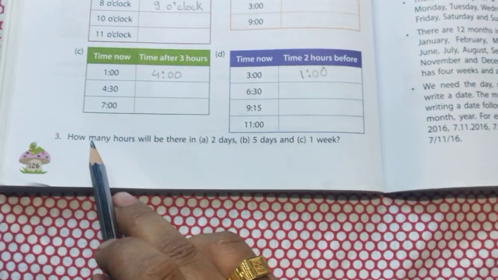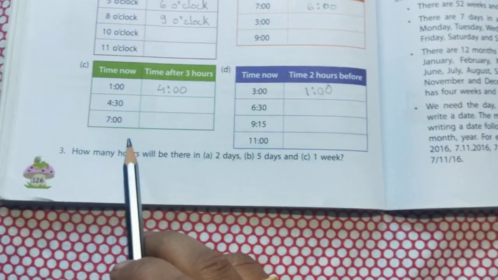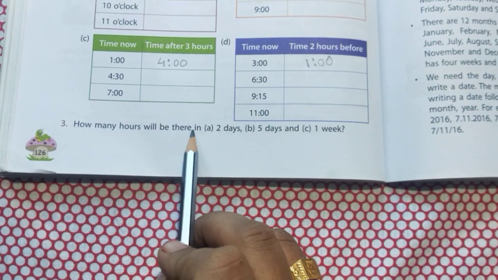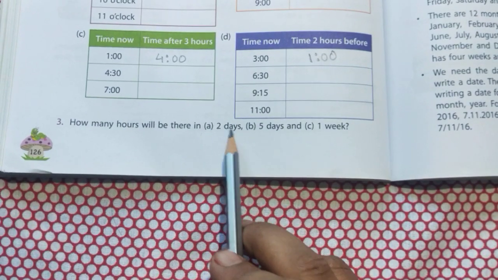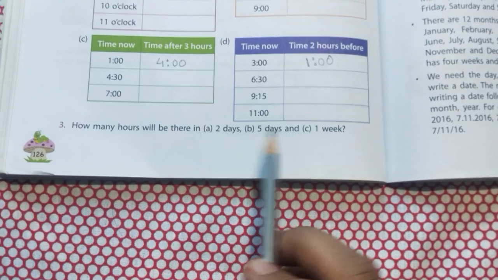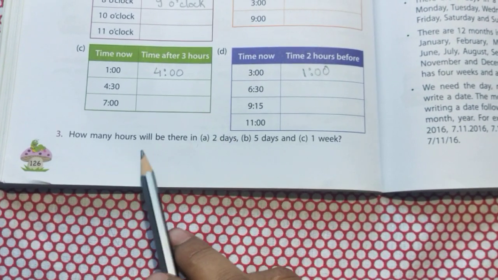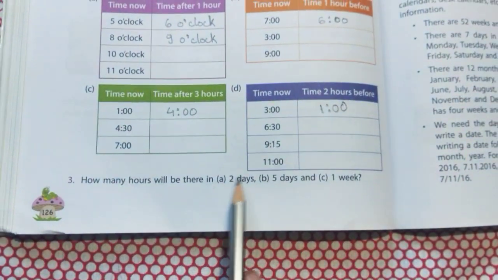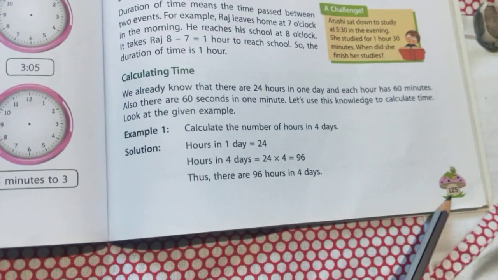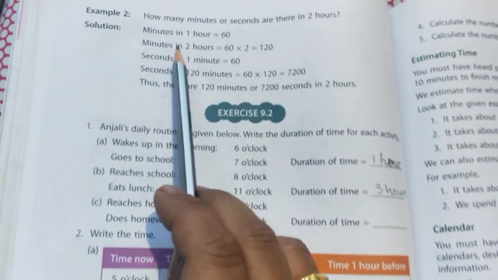Okay. So here there are a few questions. You can say these are word questions. How many hours will be there in A, 2 days, B, 5 days, and C, 1 week? Okay, so question number 3 I'll do for you. You have to do question number 4 and 5 by yourself. For these types of questions, refer to the examples given here on page number 125 and 126 at the top.